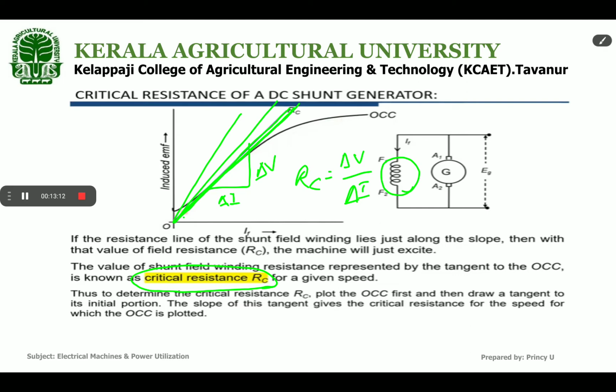So to determine the critical resistance RC, first plot the OCC, then draw the tangent to the initial portion. To get the critical resistance of a generator, first we draw the OCC curve. Then from the origin draw a tangent to that curve so that it touches the OCC, then find the resistance corresponding to that line, which is RC, the critical resistance, for the speed at which the machine is rotated to plot that OCC curve.